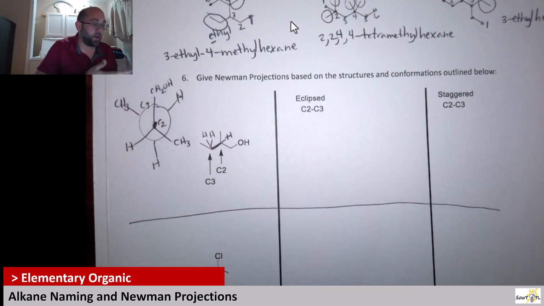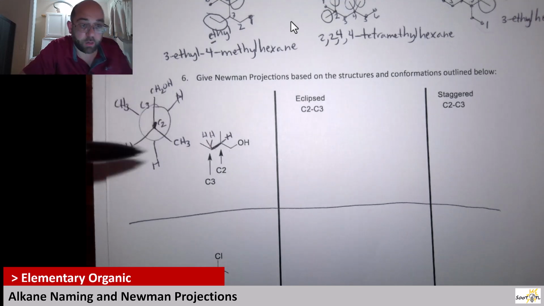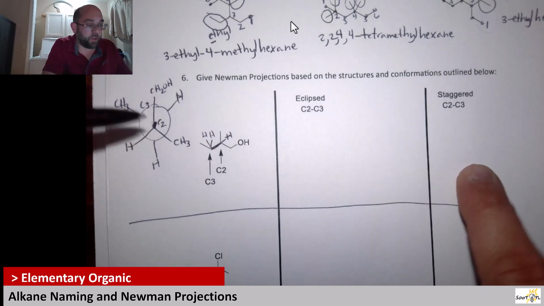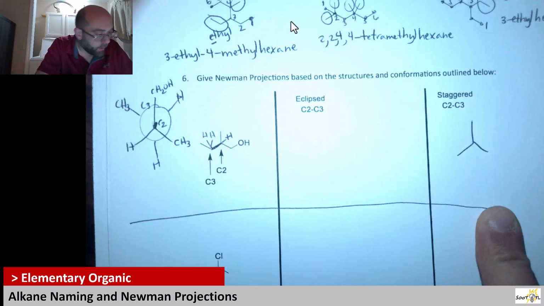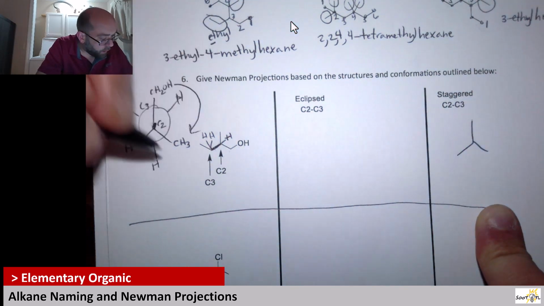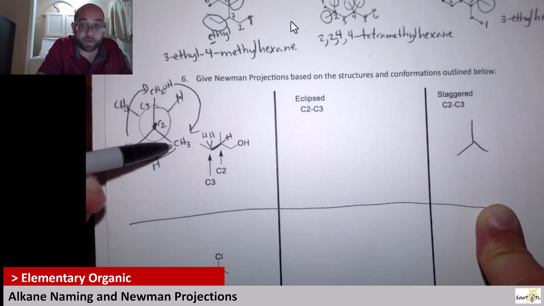Now, technically here I wrote a perfectly beautiful staggered one. But remember, you can rotate. You could pick the front, the C2 carbon, and just rotate stuff counterclockwise. So just to give you another option for a staggered one, say I moved all of these like so, so the CH2OH would now be down here.